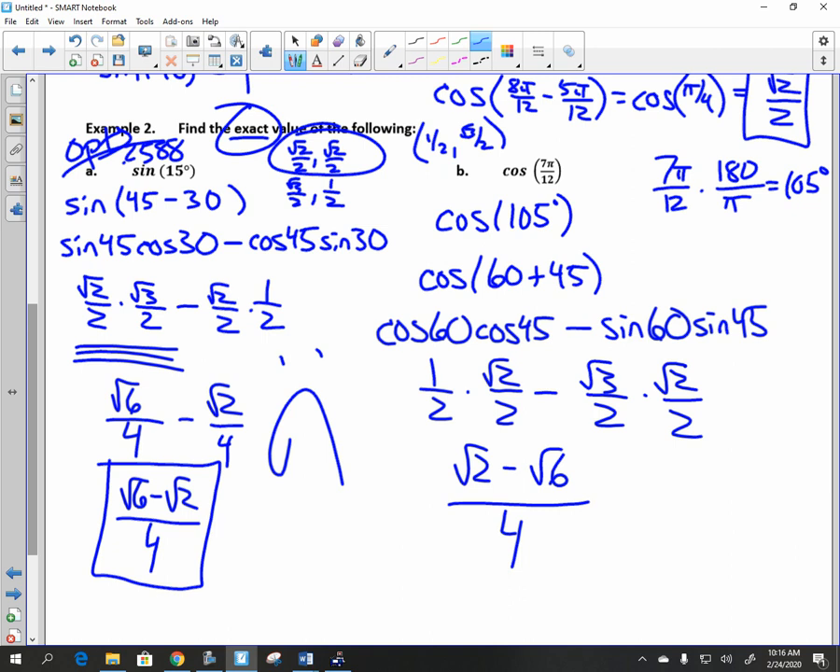Now, let's just think about that for a second, folks. 105 degrees, which quadrant is that in? Second quadrant. Is cosine positive or negative in the second quadrant? It's negative, so it looks like it should end up to be negative. Again, having ways to check your answers, that's just showing you're at a new level for mathematics, which is a great thing. Okay, we have two more problems left.